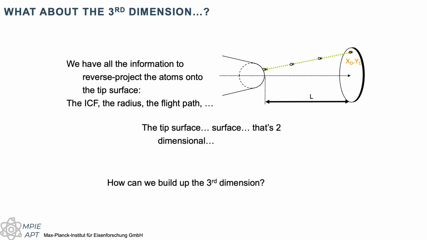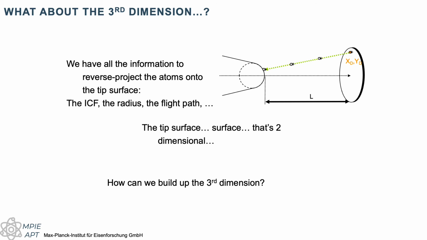Okay, so now we've talked about how to get to the parameters that give us the magnification. So how to go from the lateral positions on the detector onto the specimen surface. And here, what we need to discuss is how to get to the 3rd dimension. So how do we build the depth?